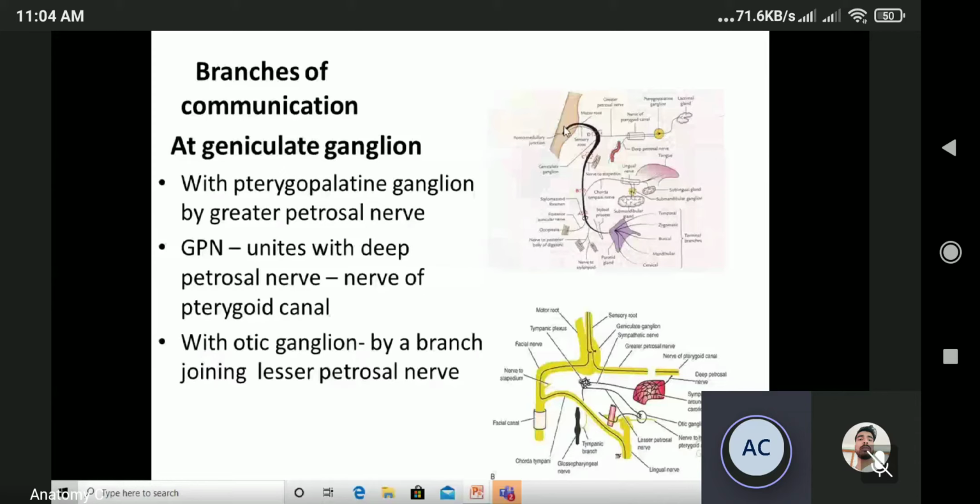Now the facial nerve at the level of the geniculate ganglion. Now you know where the geniculate ganglion lies. I showed you the external genu. Now this is the geniculate ganglion here, in this figure. So this is the level of the geniculate ganglion here.